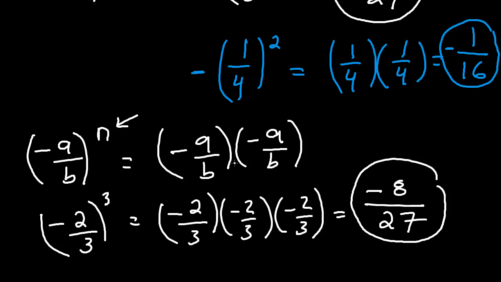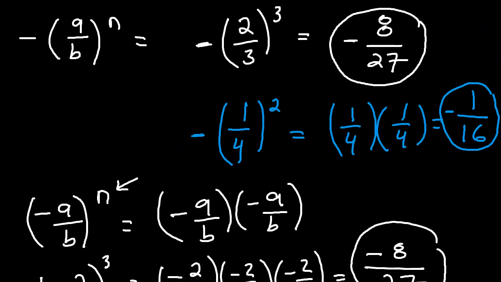So the thing here to remember is when the negative is inside, we have to keep that in the multiplication. Okay? Over here, the negative was not on the inside. Okay? So we did the 2 over 3 to the power of 3, but then we added the negative later.